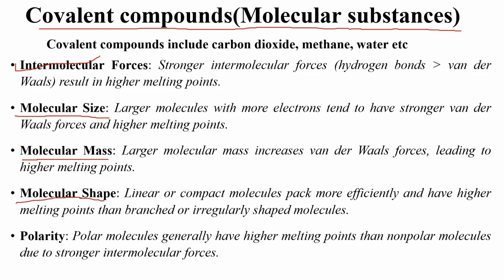The shape we are referring to is that these compounds have either linear molecules or branched molecules. If the molecules are linear, they pack efficiently. But in case there is branching, then there are spaces between the molecules. That one is very, very key about the molecular shape there.